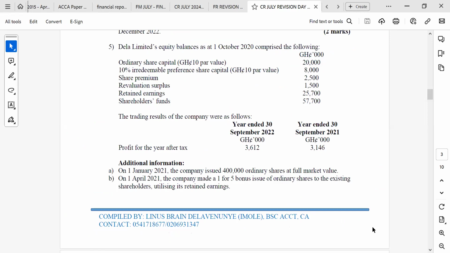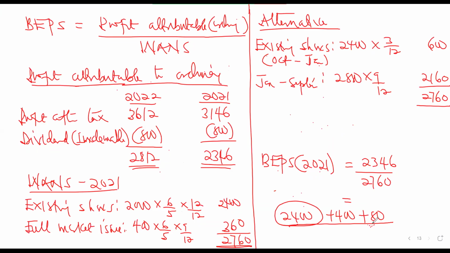Yes, and he brought the 400, which is the bonus, and that one it was throughout 12 months. Do you get it? So 400, the bonus, he brought 2,000 over here, multiplied by 12/12, isn't it? Yes. Then you are going to be having 480 here, which is the market value plus the bonus issue itself, which will be 9/12, isn't it?